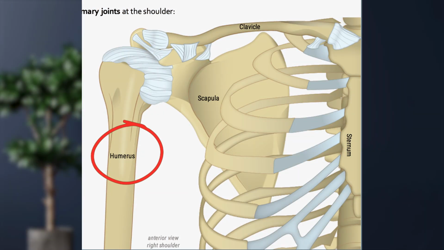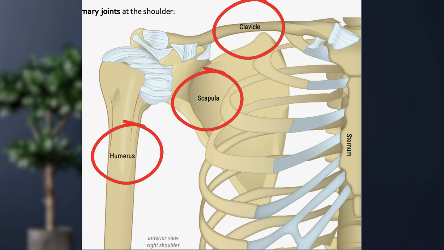But before we start, I need to give you a real quick overview of the anatomy. Okay, the shoulder consists of three bones: the humerus, the scapula, who likes to be called the shoulder blade, and the clavicle, which has the street name collarbone.